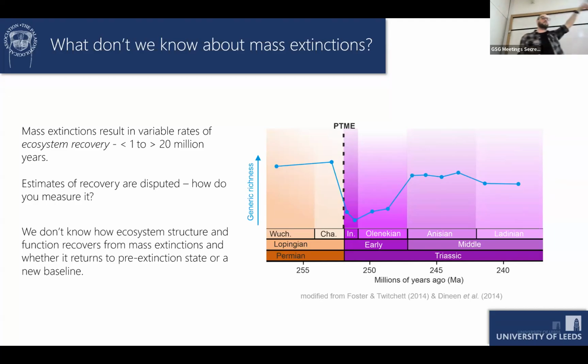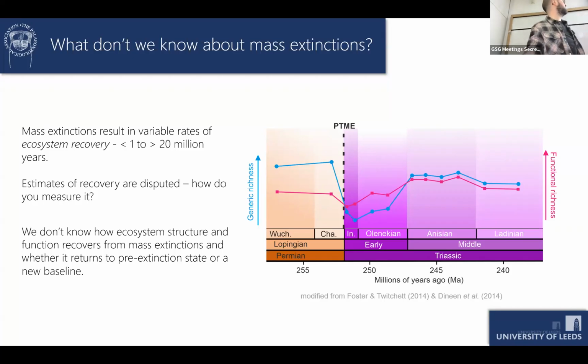If you just count the number of organisms, generic richness, we see a big drop across the extinction, and then diversity is low through the early Triassic, and then it recovers back to pre-extinction levels probably by the middle Triassic, about 5 to 7 million years after the mass extinction event. But we get quite different patterns if we look at different ways of measuring recovery. If we look at ecological richness, so functional richness, it's not as big an extinction event in that case. We don't lose as much function as we do species.